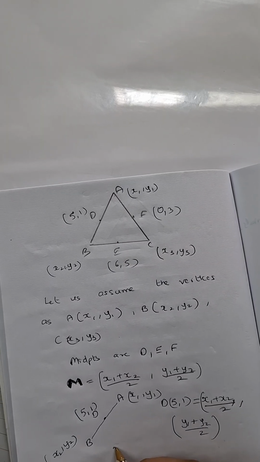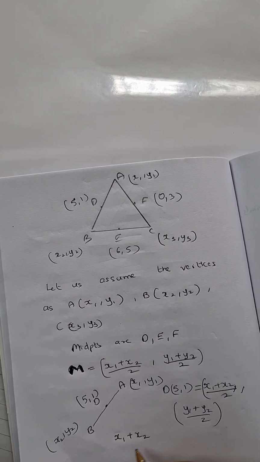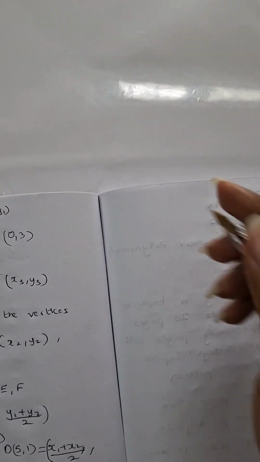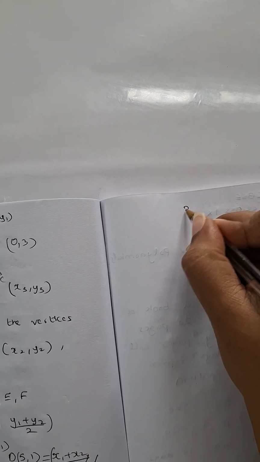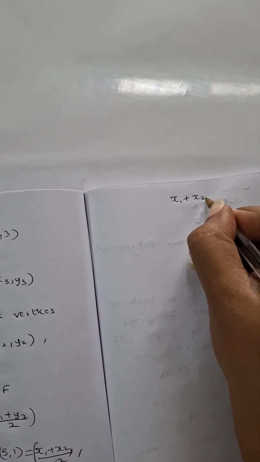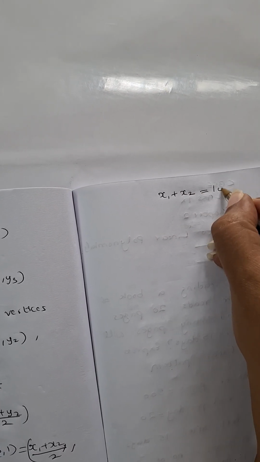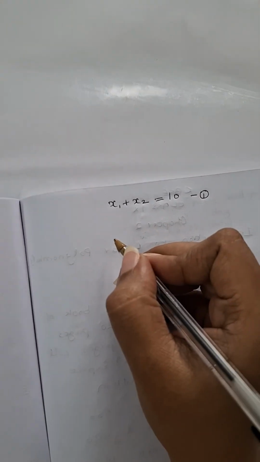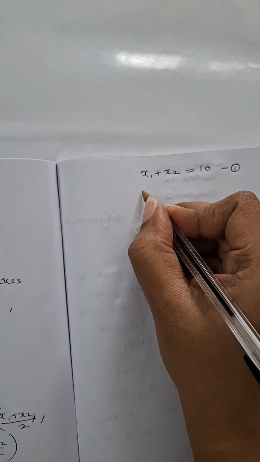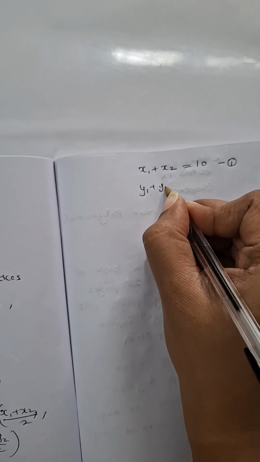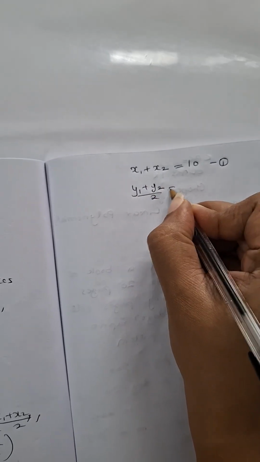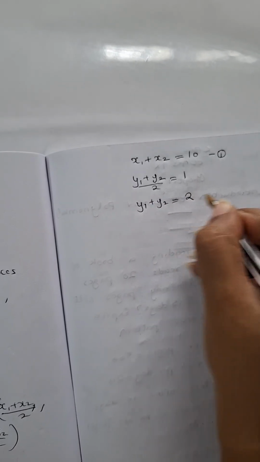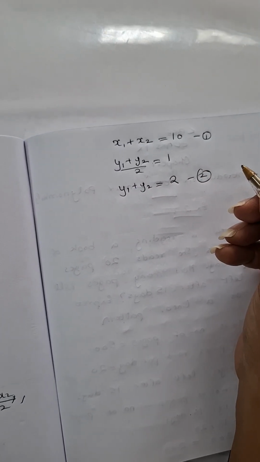So we will get x1 plus x2 by 2 is equal to 5. Cross multiplying, x1 plus x2 is equal to 10. Equation 1. Now y1 plus y2 by 2 is equal to 1. y1 plus y2 is equal to 2. Equation 2.